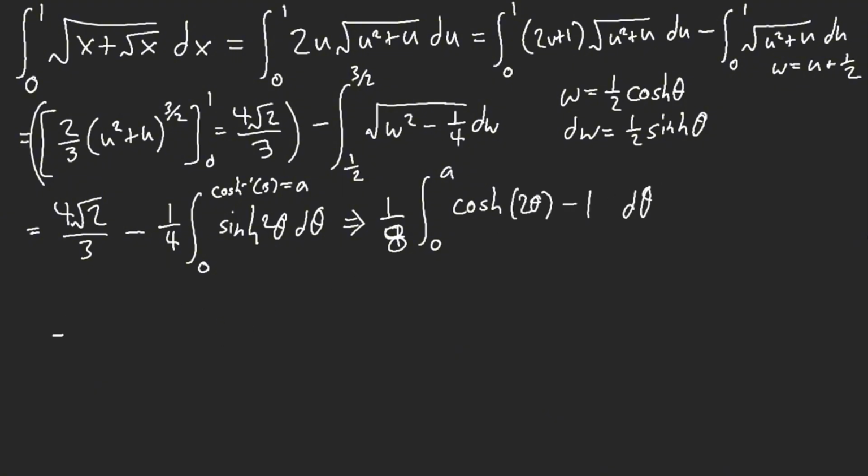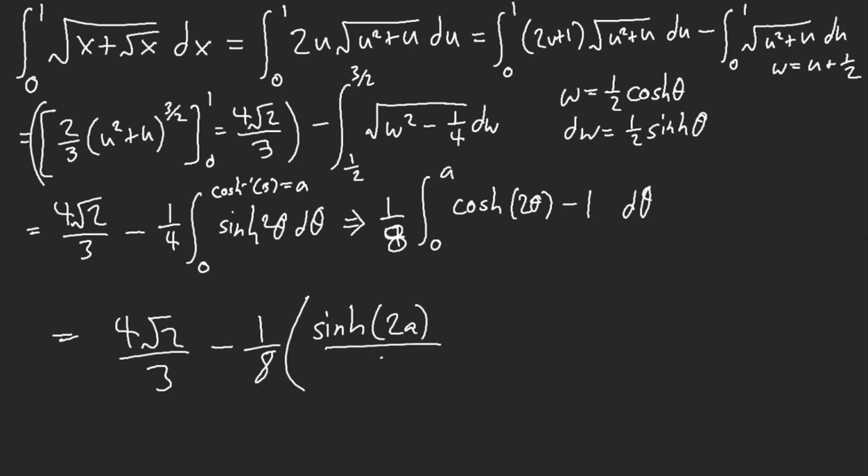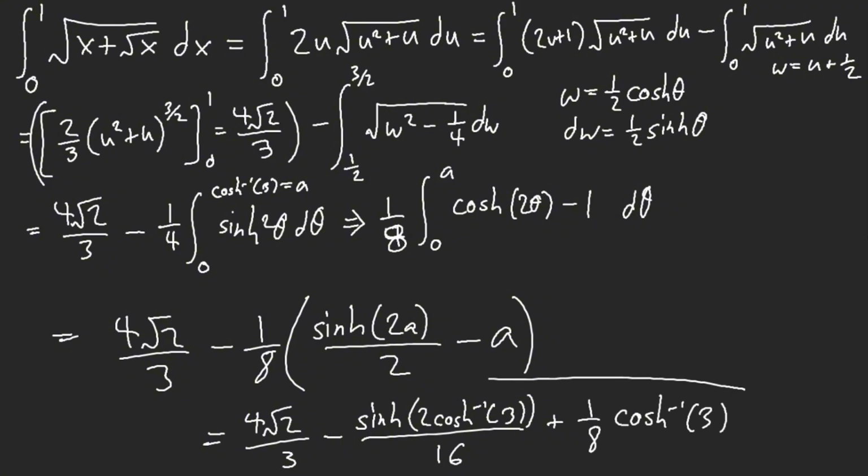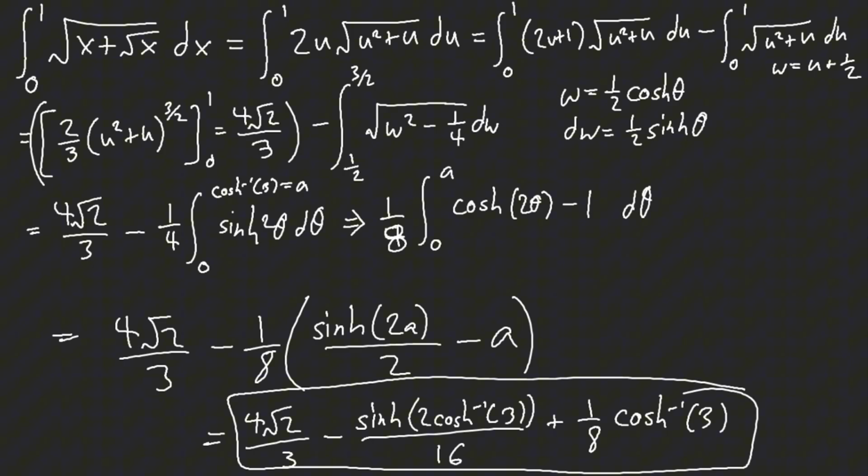And so I just straight up dive into it. Now this is just minus 1/8 of, I know plugging in 0 everything is going to equal 0, so I didn't want to waste any time. I just instantly wrote it like this. And then my answer is 4 root 2 over 3, minus sinh of 2 cosh inverse of 3 over 16, plus 1/8 of inverse cosh of 3. And this was my answer.